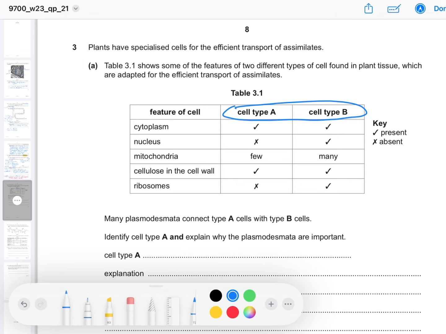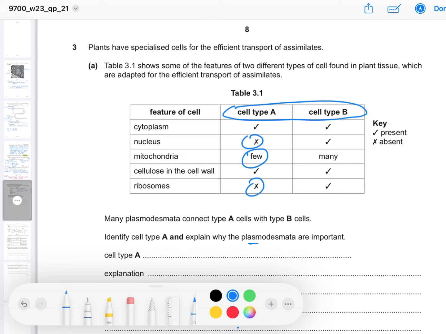into the phloem. Let's look at cell type A. It's got cytoplasm and cellulose in the cell wall. It does not have nucleus and ribosomes, which indicates that it doesn't produce proteins on its own, and it's got only very few mitochondria. The absence of nucleus and ribosomes and the very few mitochondria will reduce the friction to the flow in phloem sieve tube element. Therefore, cell type A is phloem sieve tube element.